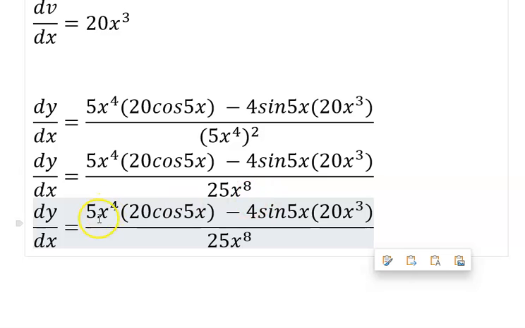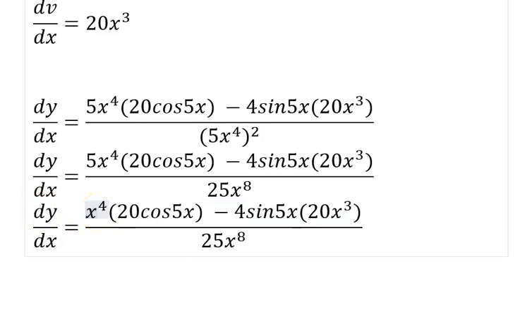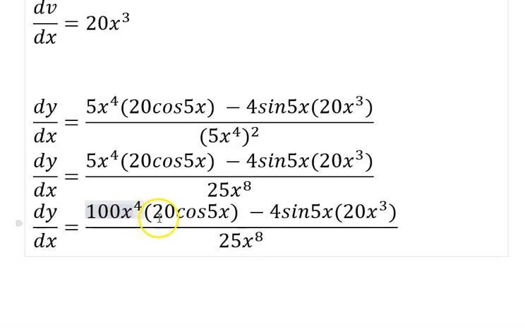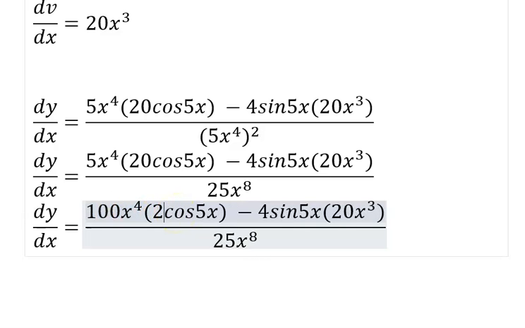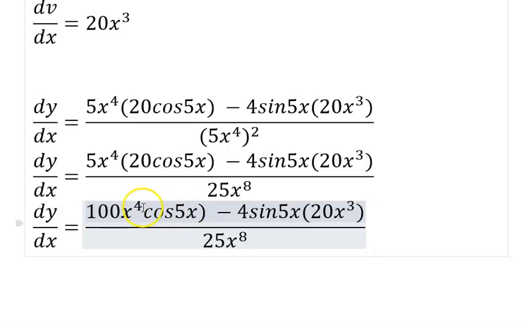Beautiful. So now let's just multiply all what we have here. You can just multiply all, one at a time. 5 times 20 here will give you 100. That means you have multiplied this 20 out. So 5 times 20 is 100. This x raised to power 4, this is cos 5x. That means you've been able to iron out this: 100x raised to power 4 cos 5x.